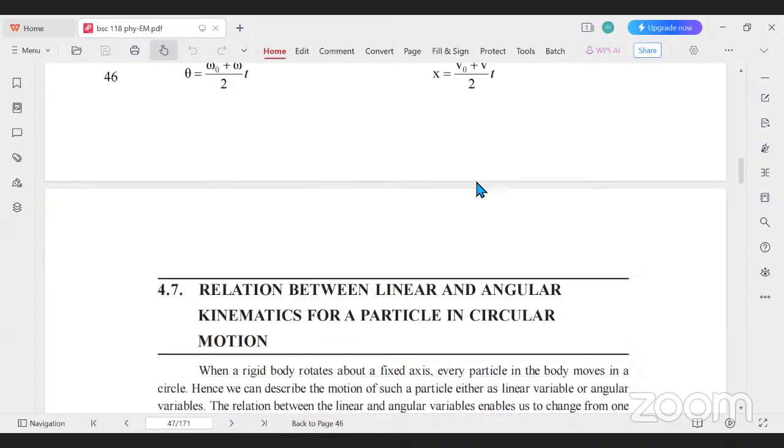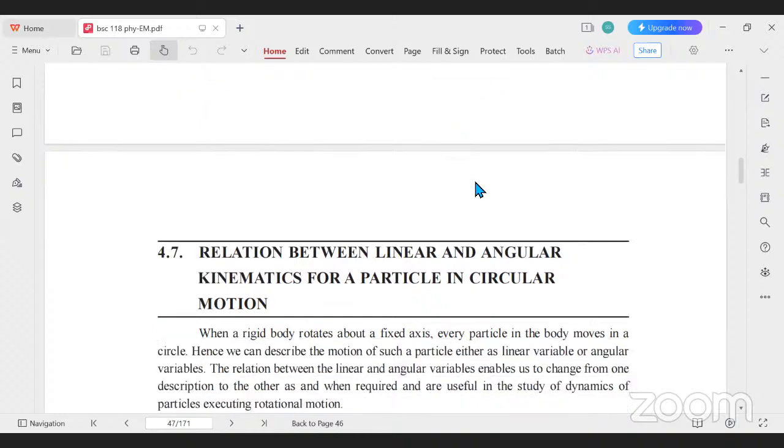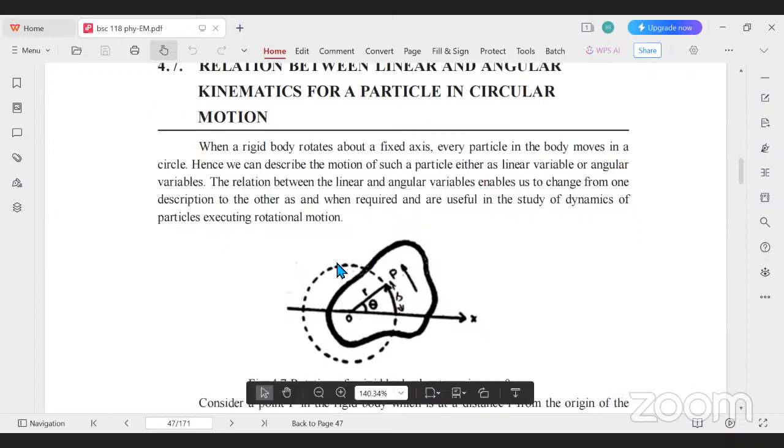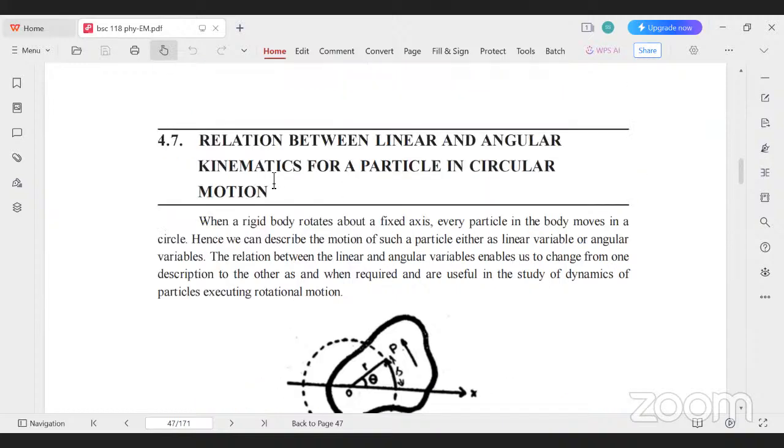Okay. So this is the relation between linear and angular kinematics for a particle in circular motion. If I'm taking a tire, it is moving in a circular motion. So the displacement, the velocity, the angle, the acceleration, everything will be in circular motion, right? It is continuously rotating, rotating, rotating, and it is not having any disturbance or distraction. So I am finding the relation between linear and angular kinematics for a particle in circular motion.